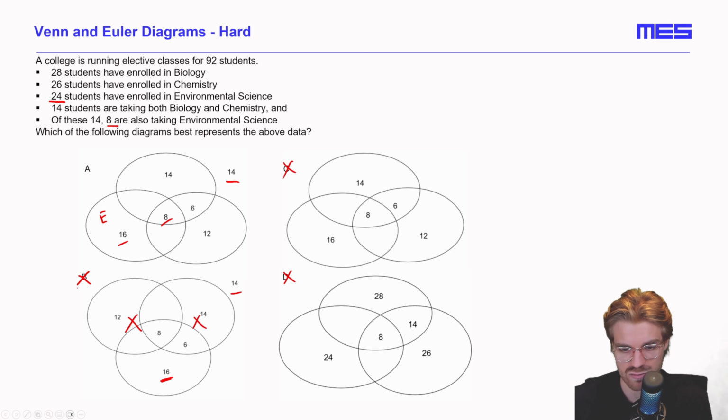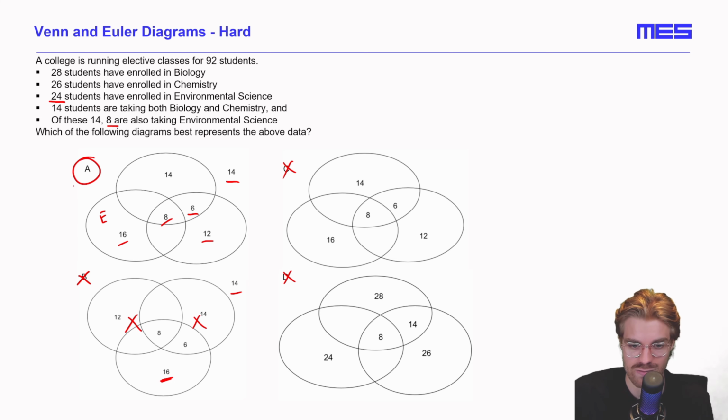We can go through and check the rest of the numbers. 12 plus 8 plus 6, that is our 26 students that are doing chemistry, and 14 plus 8 plus 6 are the 28 students that are doing biology. So there we go. That's how we can work out that A is our correct answer, and there's a few tricks that you can do to get there slightly quicker.